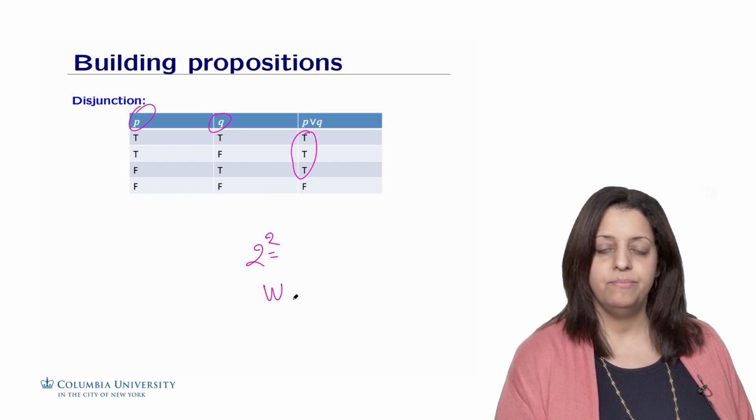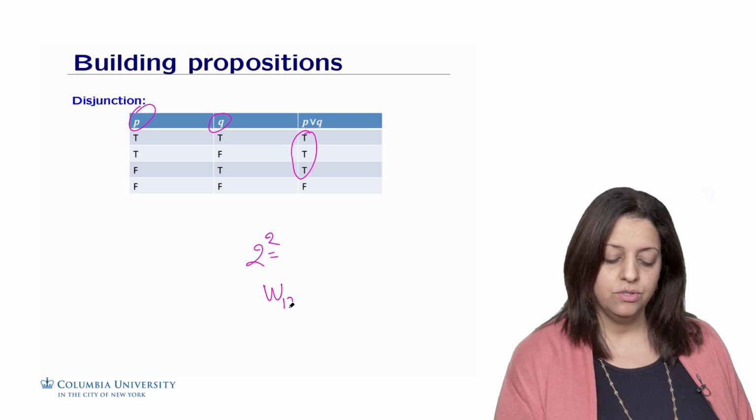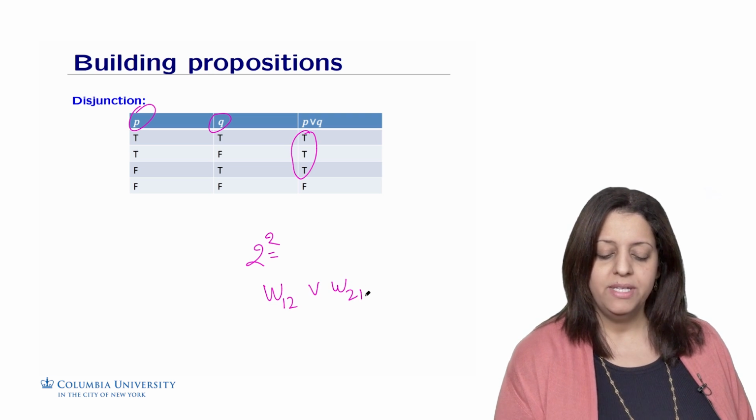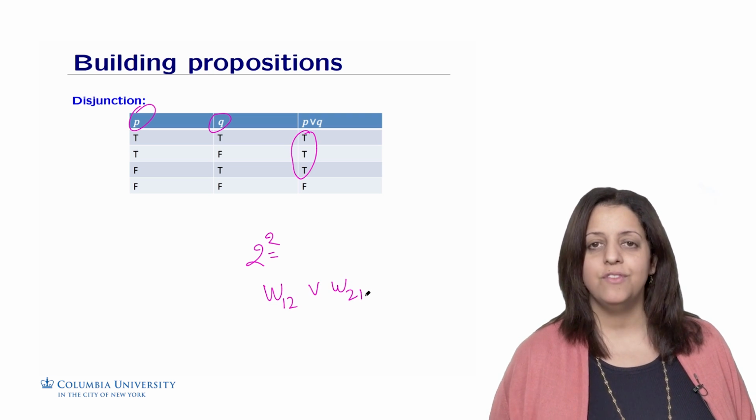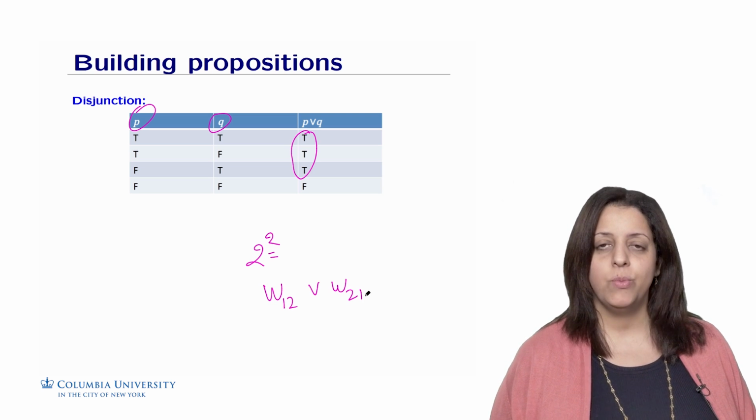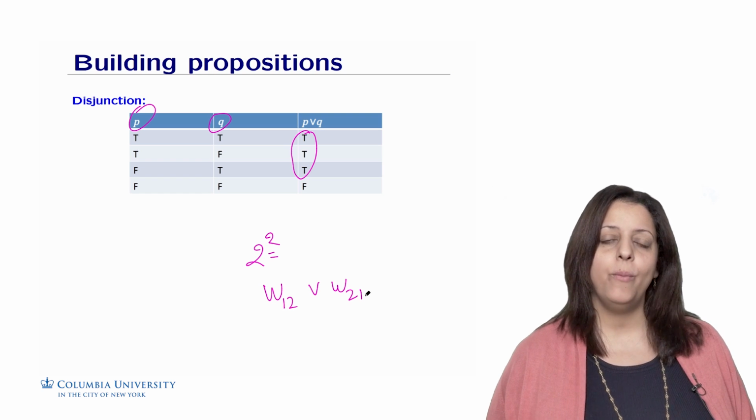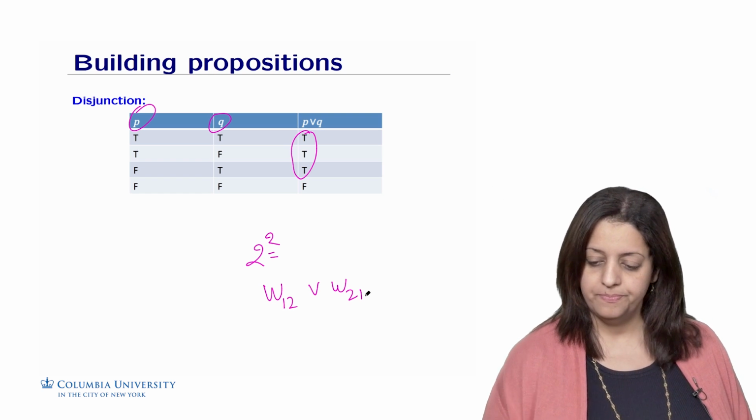If, again, I take the proposition 1+ in (1, 2) or 1+ in (2, 1), it means that it's enough to have a 1+ in one of the two rooms to have the proposition 1+ in (1, 2) or 1+ in (2, 1) be true.